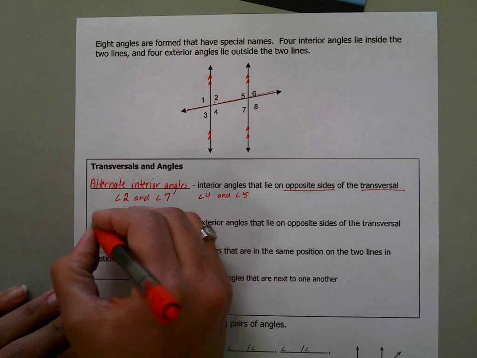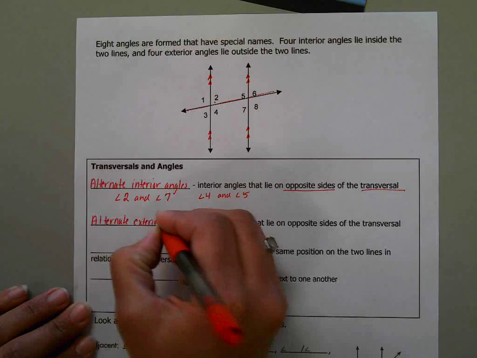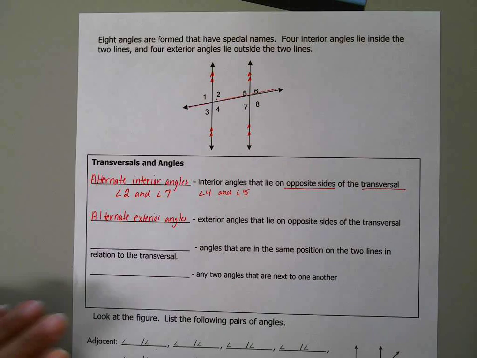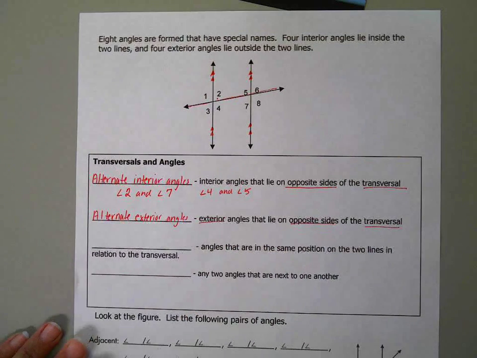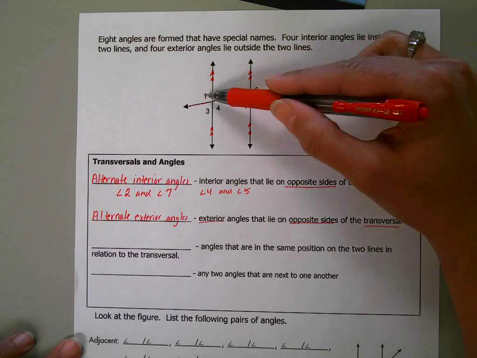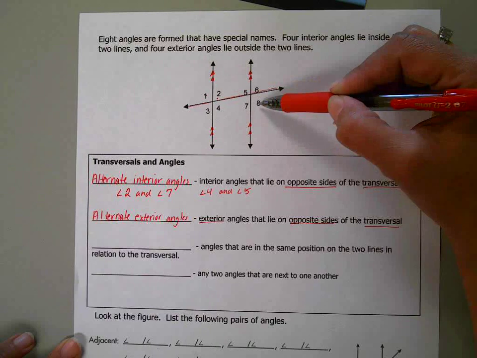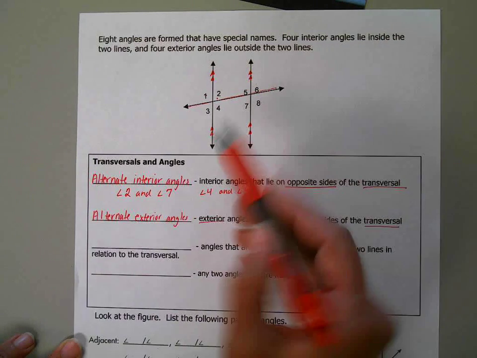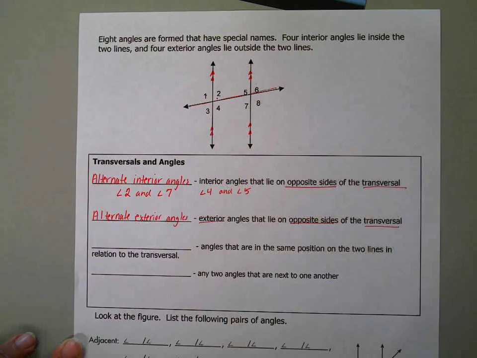Okay, alternate exterior angles are exterior angles that lie on opposite sides of the transversal. Okay, so they're exterior angles that are on the opposite sides of the transversal. So if I look at this, angle 1 and angle 8 are outside my two parallel lines. So angle 1 and angle 8 are outside, and they're on the opposite side of the transversal. So angle 1 is above and angle 8 is below, and they're outside. So angle 1 and angle 8.